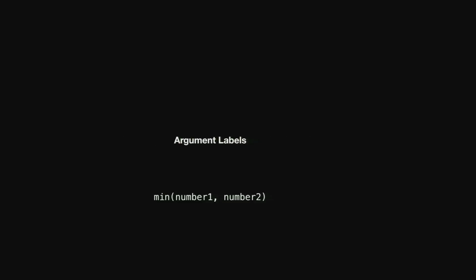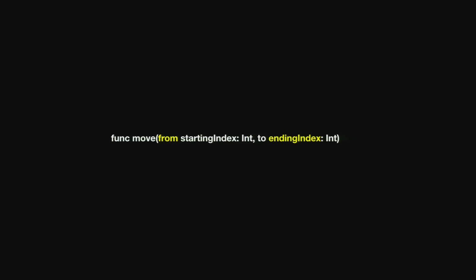In the case of min, we wouldn't label our arguments. I'm taking the min of these numbers. It doesn't matter which one's the first one I give it and the second, and so I wouldn't use argument labels in this case. I use argument labels when they matter. I love moving to prepositions, where move from the starting index to the ending index, because the way you evaluate a method name is you look at the call site. How does it look when I'm calling it?